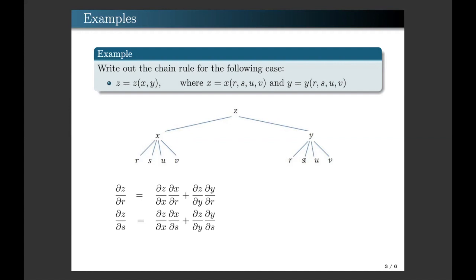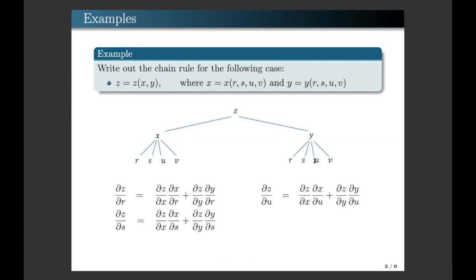Similarly, we can write the partial of z with respect to u. So we're looking at this path here and this path here. So that will be the partial of z with respect to x times the partial of x with respect to u plus the partial of z with respect to y times the partial of y with respect to u.